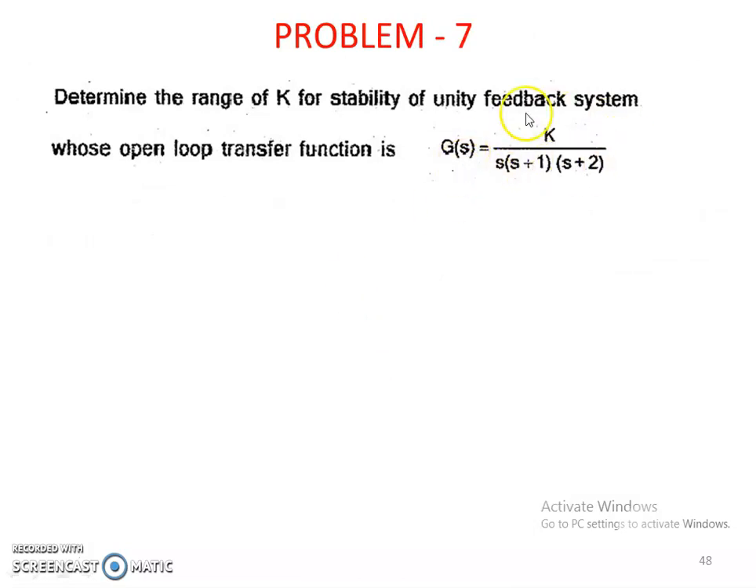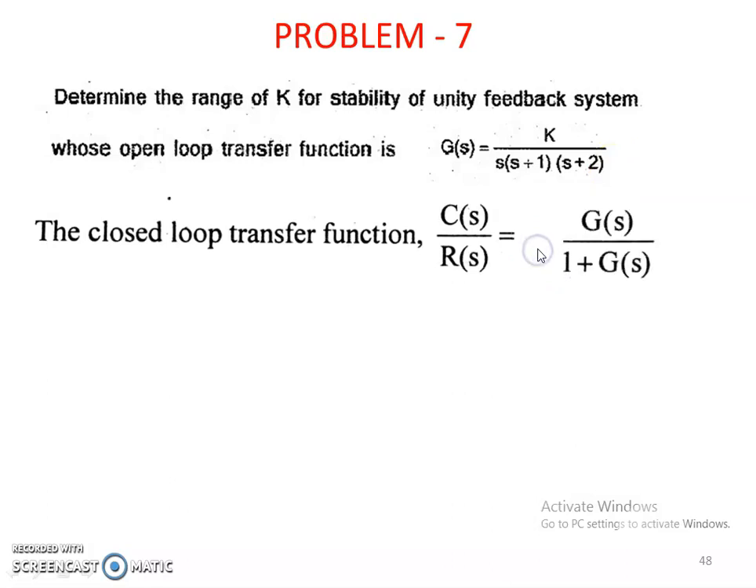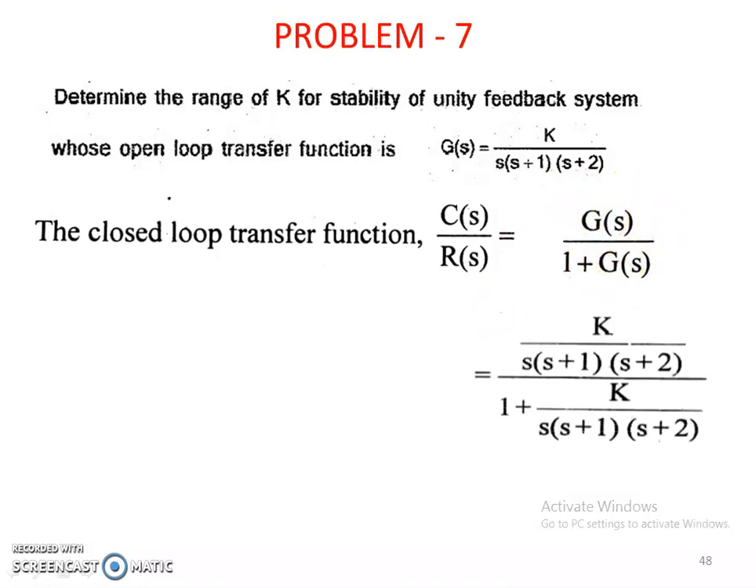Here they have given another problem with g of s. The problem is to determine the range of k for stability of a unity feedback system whose open loop transfer function is g of s is equal to k divided by s into s plus 1 into s plus 2. From this open loop transfer function, we have to find the closed loop transfer function. The closed loop transfer function is c of s divided by r of s is equal to g of s divided by 1 plus g of s h of s. We have to substitute g of s here and find the closed loop transfer function.